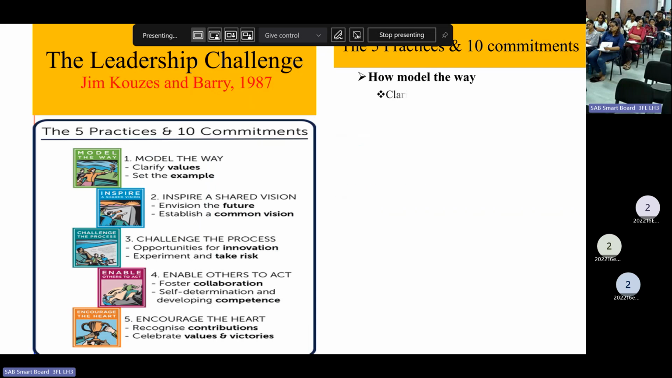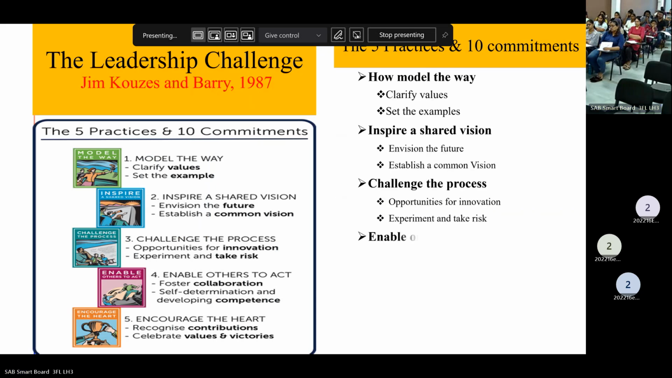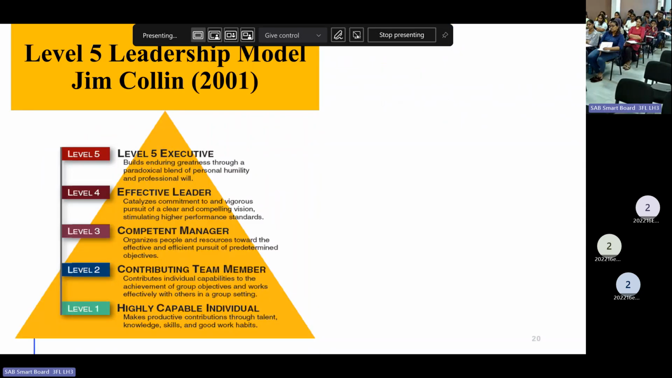Okay. This is the 5 practices, which came out in 1987. I may be fast, but this is the one. Jim Collins, in 2001, did a study of 10 years with colleagues from the US. He identified a highly capable individual. So you are individually capable. Then a contributing team member, you can become a part of the team. Then a competent manager, an effective leader, and level 5 leadership. So it's the ultimate leadership, and he said a person can go this way to become a leader. So Steve Jobs came to this.